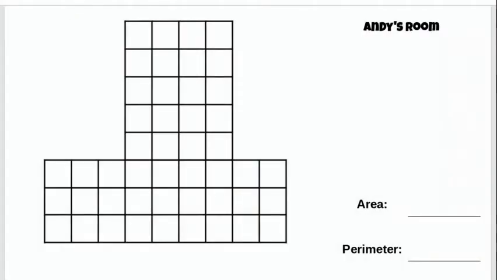Okay, so let's start off by finding the area of Andy's room. As you can see here, area is going to be the space in which the room takes up, or the floor. We can find this area simply by separating it into the rectangle sections that we see and find the area of each section separately before putting them back together.